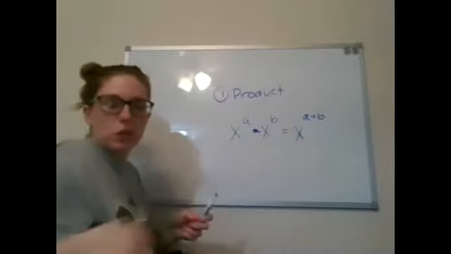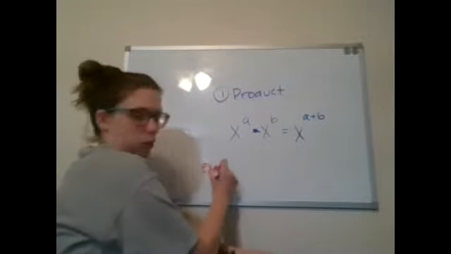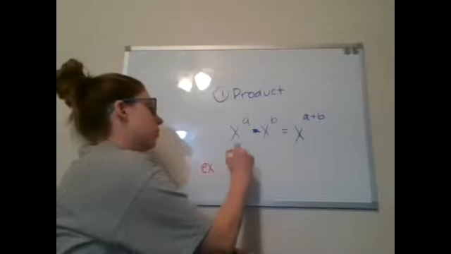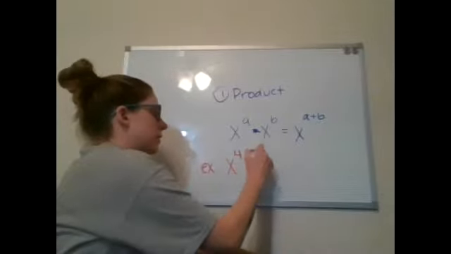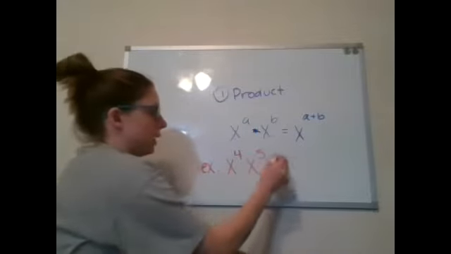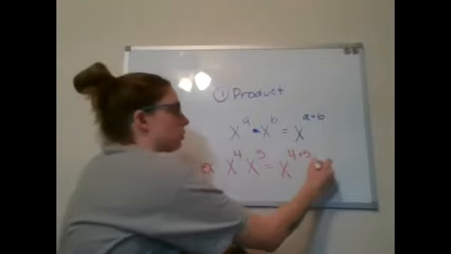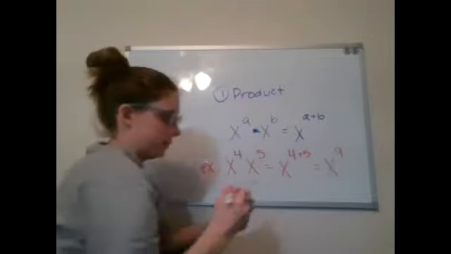As an example, let's do x to the fourth times x to the fifth. Because the bases are the same, we can add the exponents. This would be x to the 4 plus 5, which would be written as x to the 9.